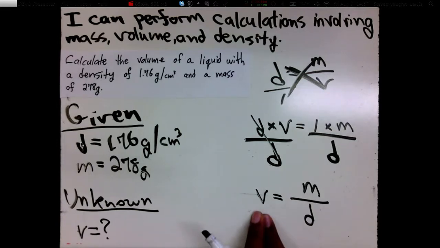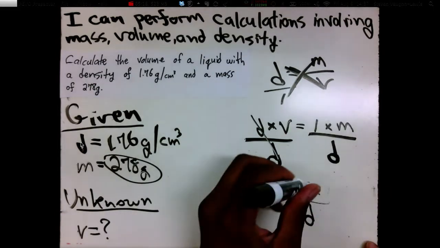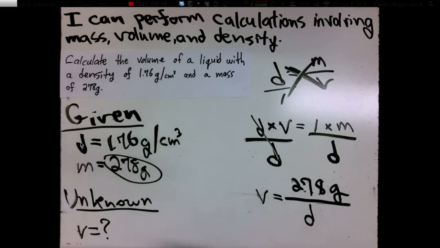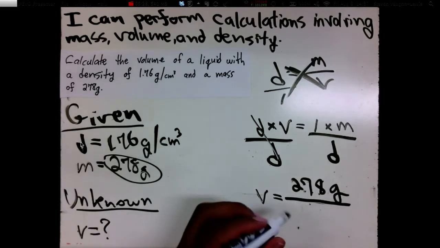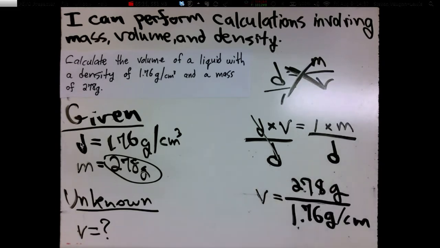And once you have V by itself on one side of the equal sign, now you can plug in your other values. So we know our M. M is 278 grams. So we're going to plug that in. 278 grams. Our D is 1.76 grams per cubic centimeter. Now, since I have grams on top and on the bottom, grams are going to cancel out. So my answer is going to be in cubic centimeters.